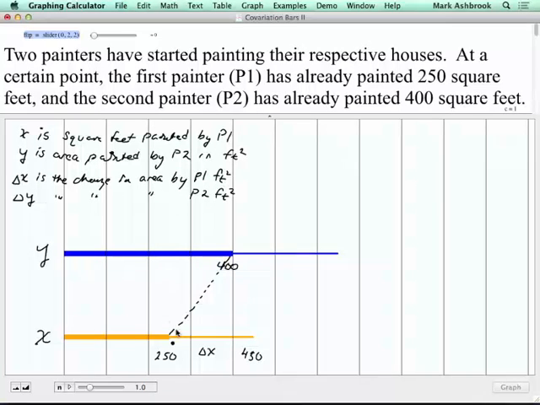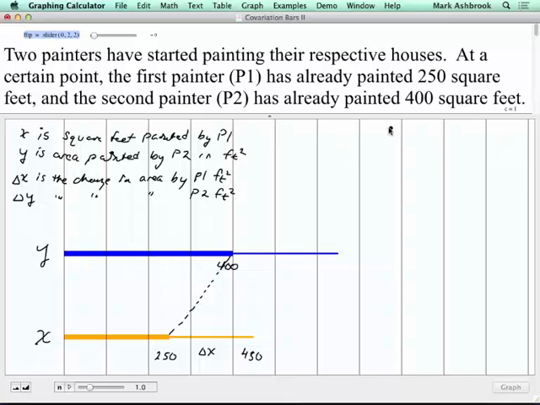What change did we just see? A change of 200. Okay, so now I ask you again. Is the amount painted by painter 2 in a constant rate of change relationship with the amount painted by painter 1? Yes or no? I heard yes. We still don't know. No, we don't.